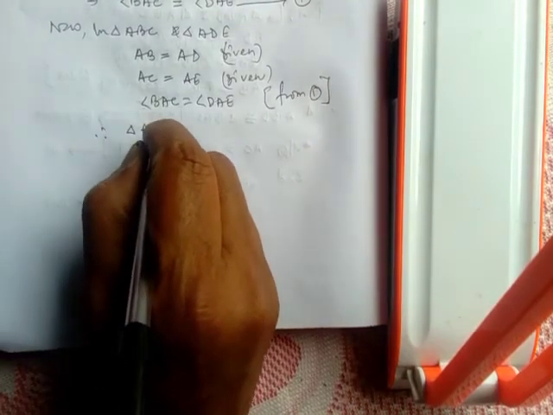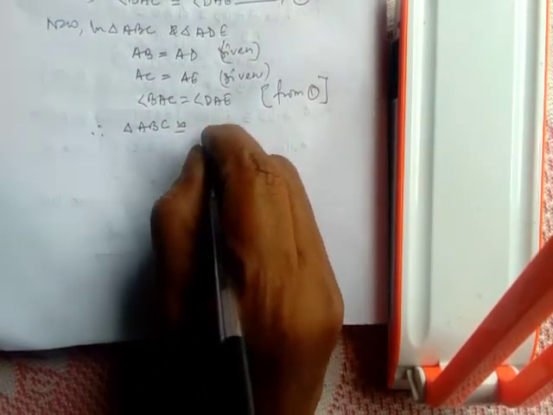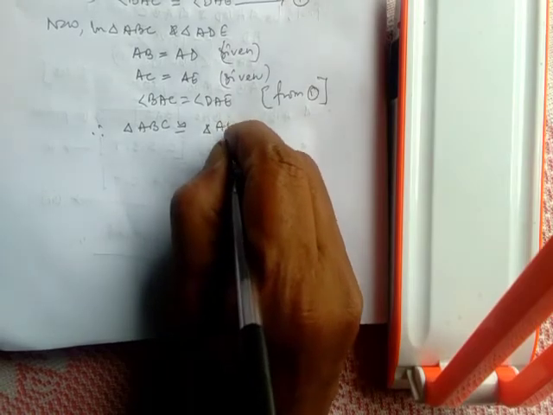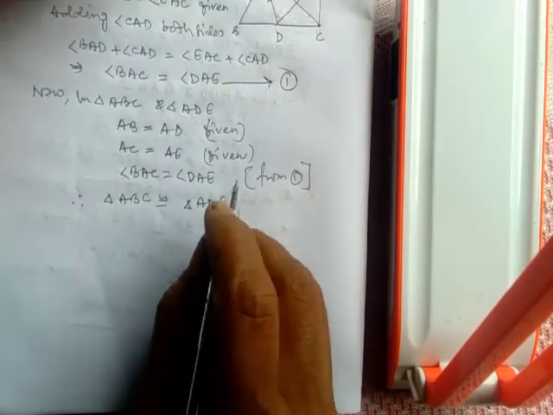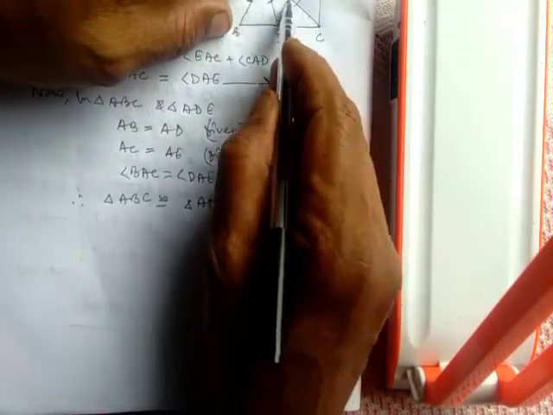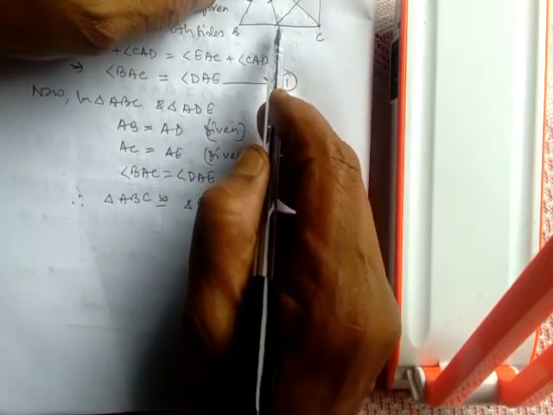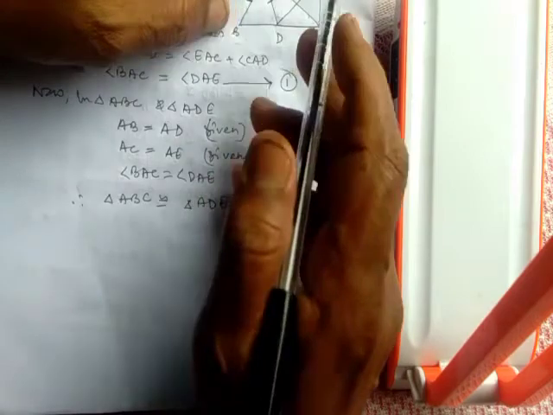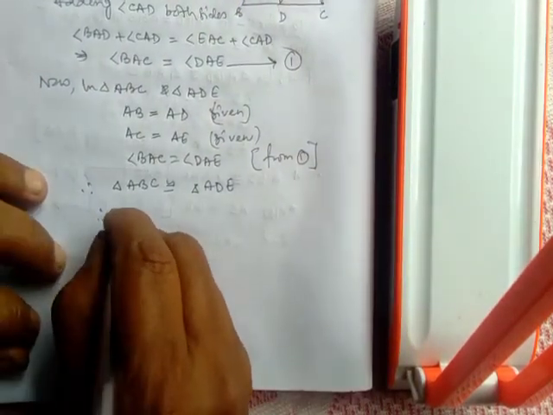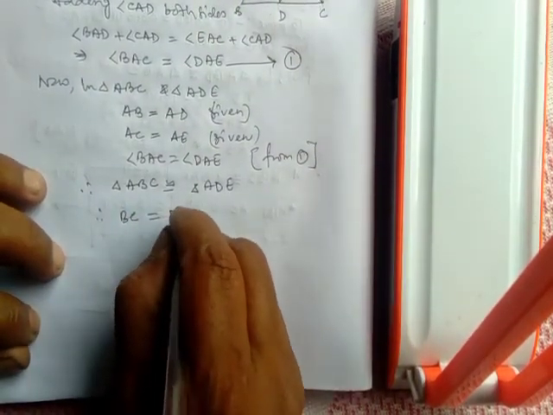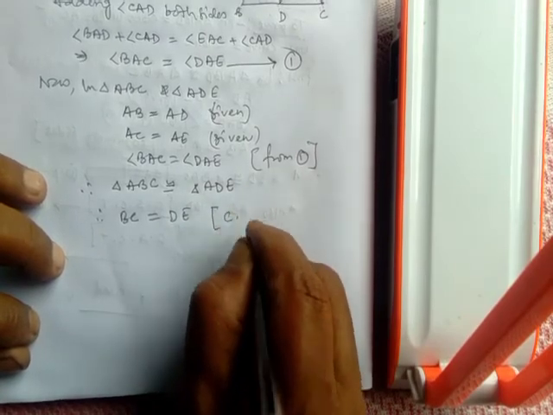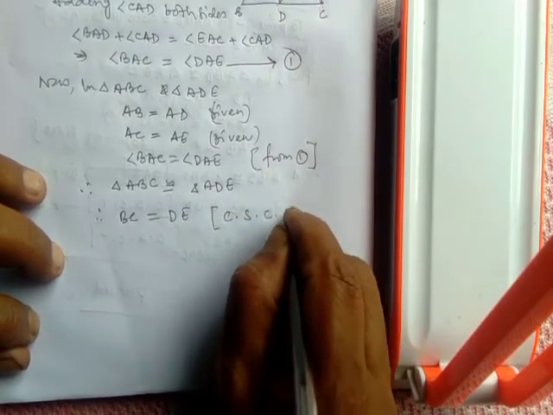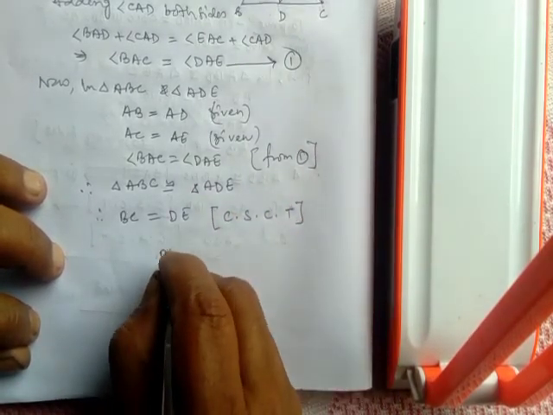Therefore, triangle ABC is congruent to triangle ADE. Therefore, BC is equal to DE, corresponding sides of congruent triangles. This is proved.